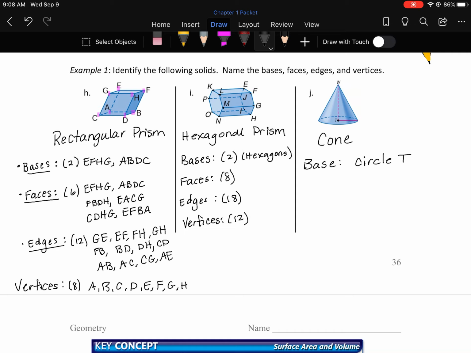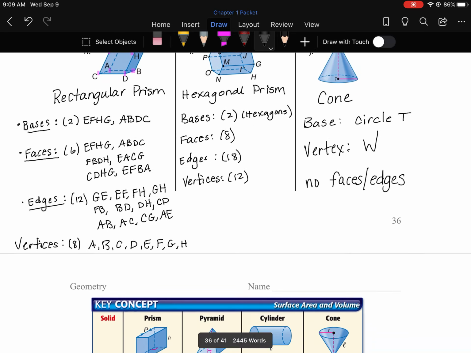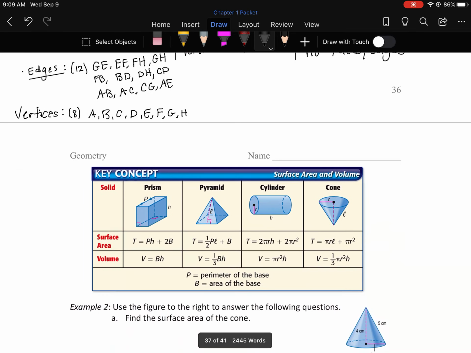It doesn't have any faces, no edges, because it doesn't have any flat surfaces. So now vertices, because it does have a vertex, because it has one, and that is at W. And then we're going to make a little note that there's no faces or edges. All right. Next key concept.